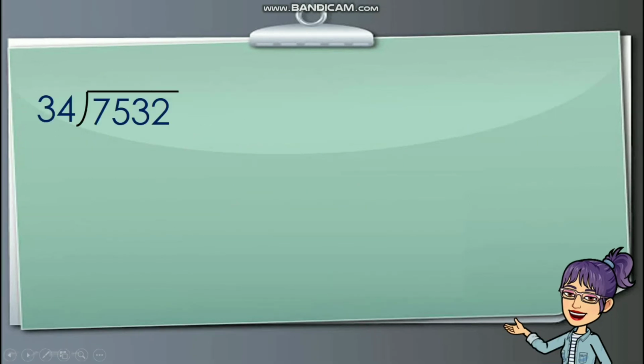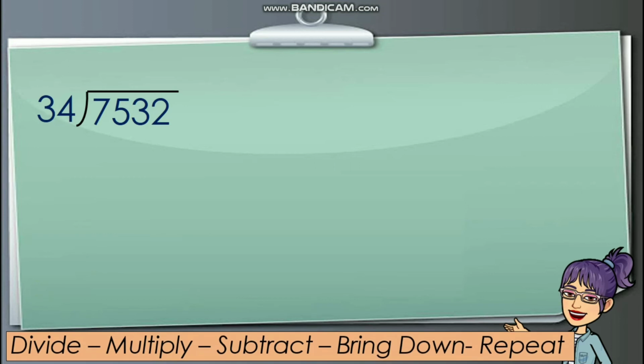Let's have this next example, 7,532 divided by 34. Let's take the first two digits of the dividend, so we are going to divide 75 by 34. By the way, don't forget to be guided by this step, which is DMSB: divide, multiply, subtract, bring down, then repeat the process.